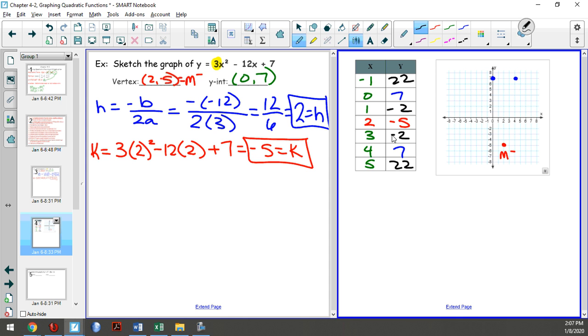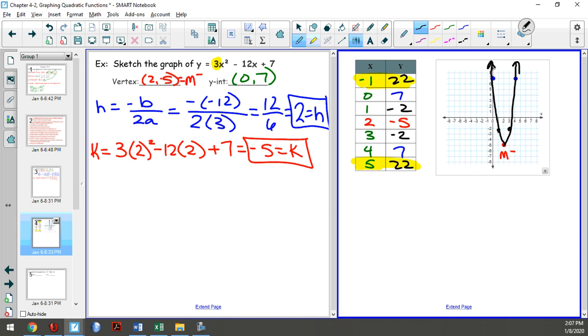Now, am I going to graph the points -1, 22 and 5, 22? Why am I not going to graph those? They're off the graph. Sometimes your y-intercept will be off the graph. Is it okay not to graph your y-intercept if it's off your graph? Yeah. Okay? So what we're going to do is I'm going to graph the other points, 1, -2 and 3, -2, and I'm simply going to draw them as a U, and we are done. Does that make sense? We good?